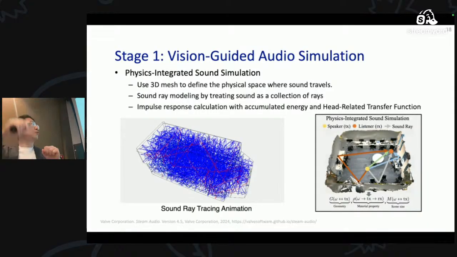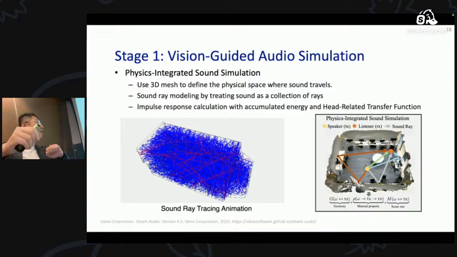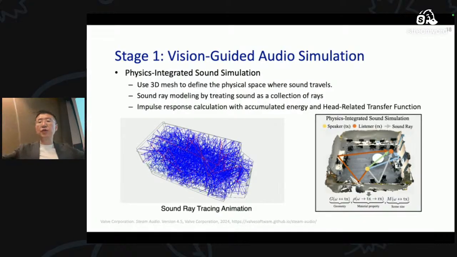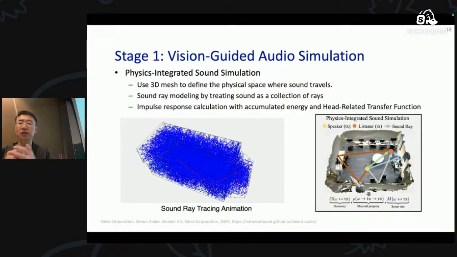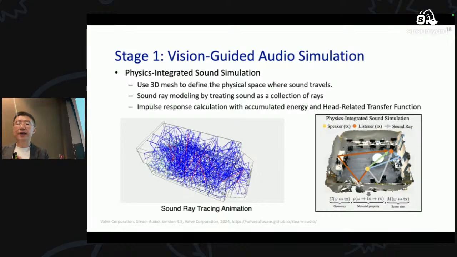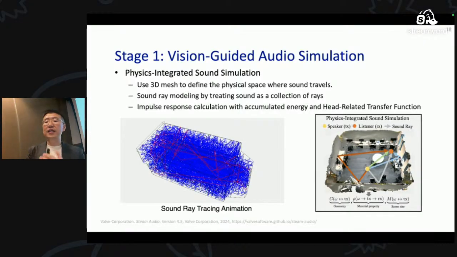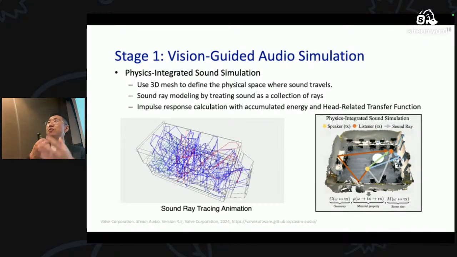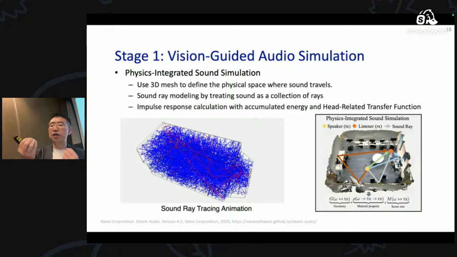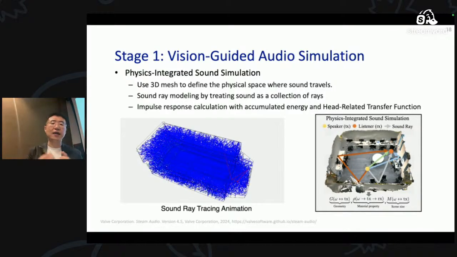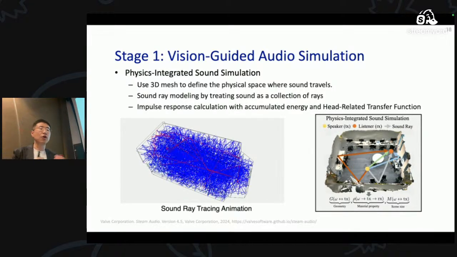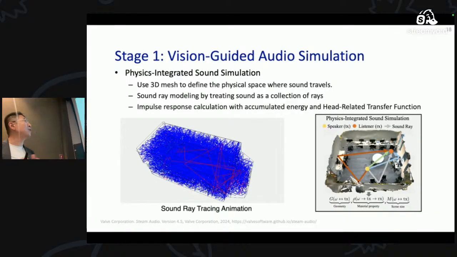bumping off the walls and different structures, eventually arriving at the perceiver partition as a collection of both direct and indirect paths, those rays collected at the listener partition. So a lot of simulation is carried out over there.